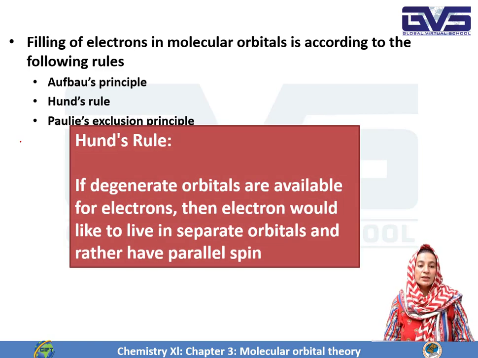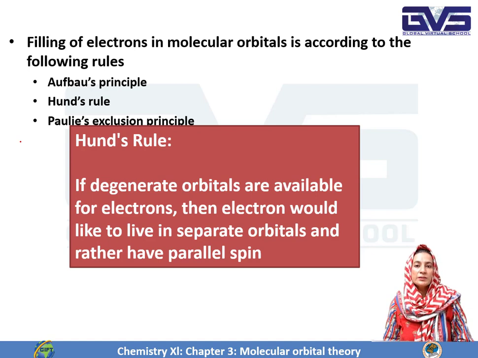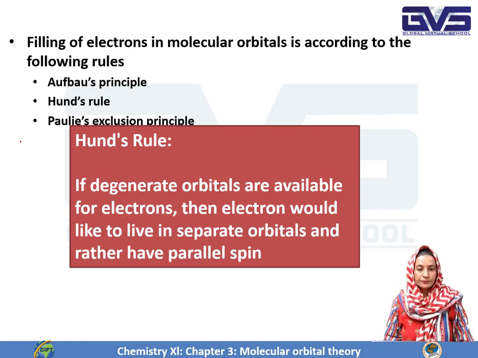And Hund's rule is that if degenerate orbitals are available for electrons, then electrons would like to live in separate orbitals, and they have parallel spin. Rather than one being empty and one having paired spin, they will live in separate orbitals with the same spin.